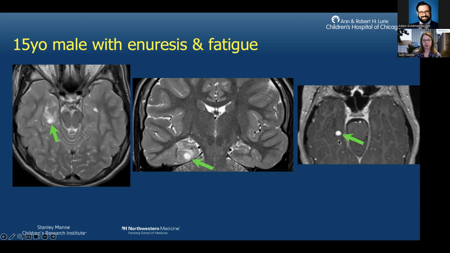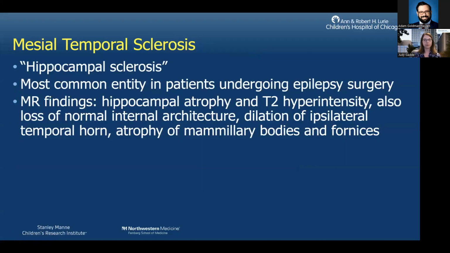So this ended up being, again, a ganglioglioma, and I'm pretty sure this case didn't have associated focal cortical dysplasia given the amount of surrounding T2 hyperintensity and involvement of that right hippocampus.